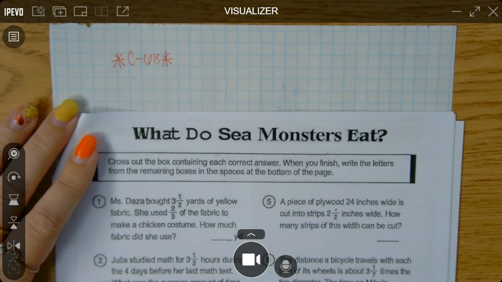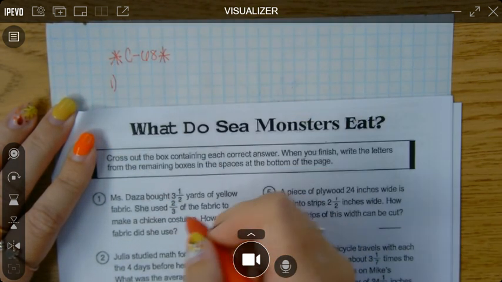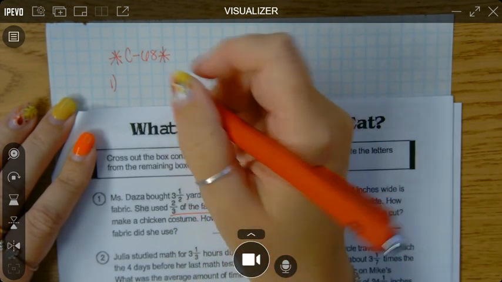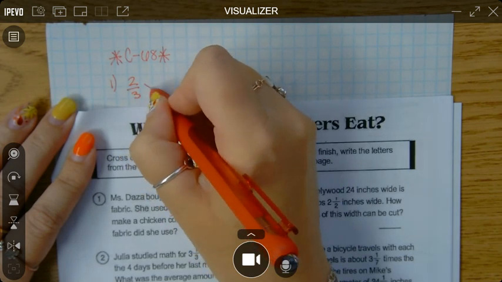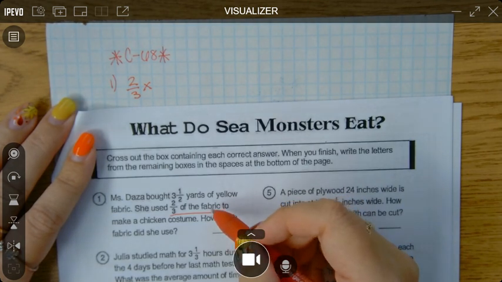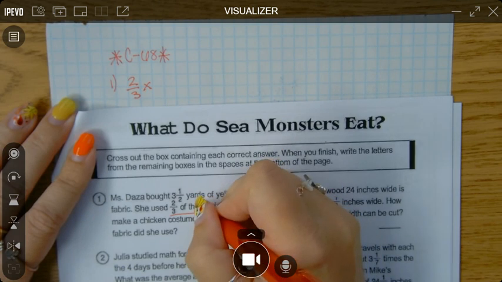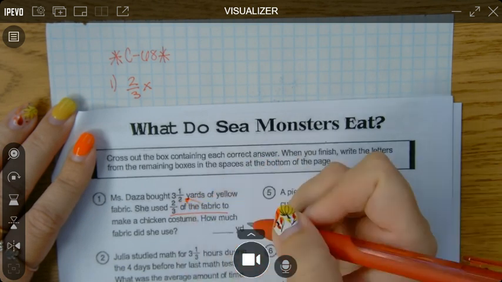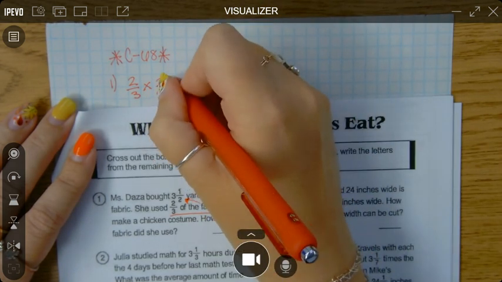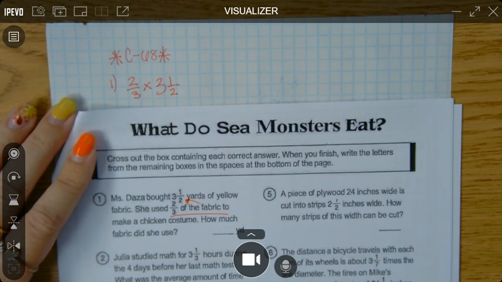Add, subtract, multiply, or divide? Well, my hint to you is that whenever you have a fraction followed by the word "of" some other number, that means that you're going to multiply. So it's 2/3 times whatever this is. And you're like, but there's not another number there, Miss Love. However, 2/3 of the fabric. So there actually is, because how much fabric do we have? We have 3.5 yards of fabric. So it's actually 2/3 of some other amount. So we're trying to figure out what is 2/3 of 3.5.